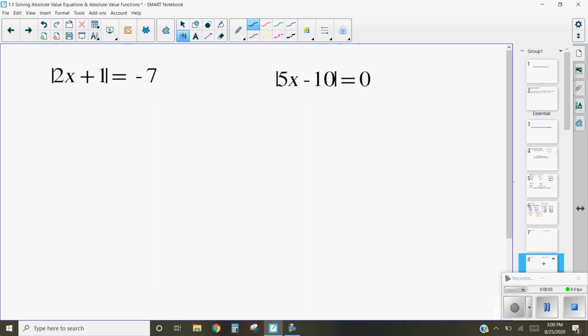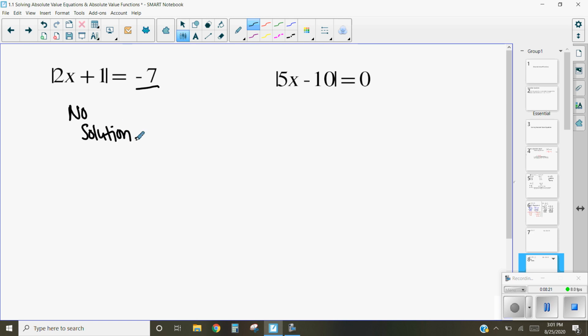There are a couple of exceptions that we can look at. Again, in this case, we have the absolute value of 2x plus 1 equals negative 7. Now we know distance can't be negative, so having this negative 7 as an answer isn't possible. Therefore, this one has no solution.